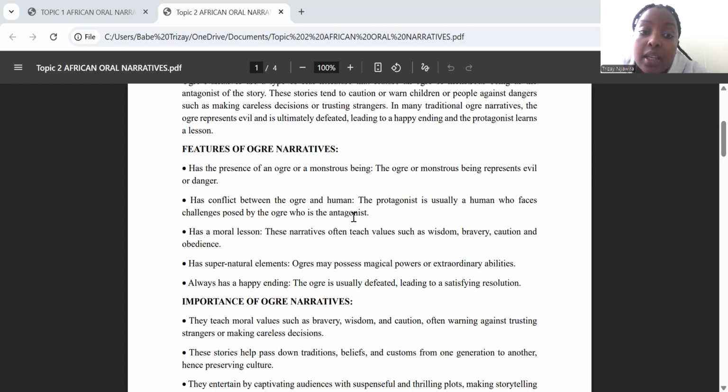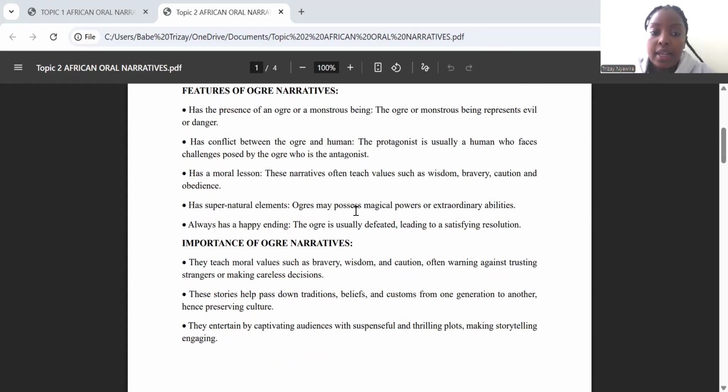And then the second feature is conflict between the ogre and the human. Yes, a conflict is created between the monstrous being and the human being, where the human being faces dangers caused by the ogre or rather the monstrous being. The next feature is a moral lesson. So at the end of that ogre narrative, the reader will be able to learn a lesson. The next is supernatural elements. Ogres may possess magical powers or extraordinary abilities. And our last feature is a happy ending. The ogre is usually defeated, leading to a satisfying resolution.